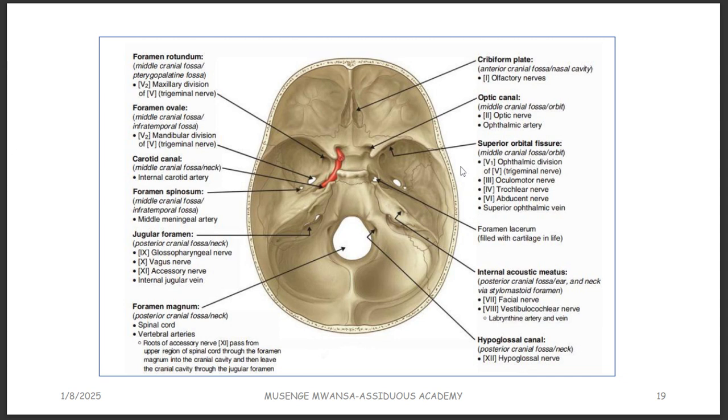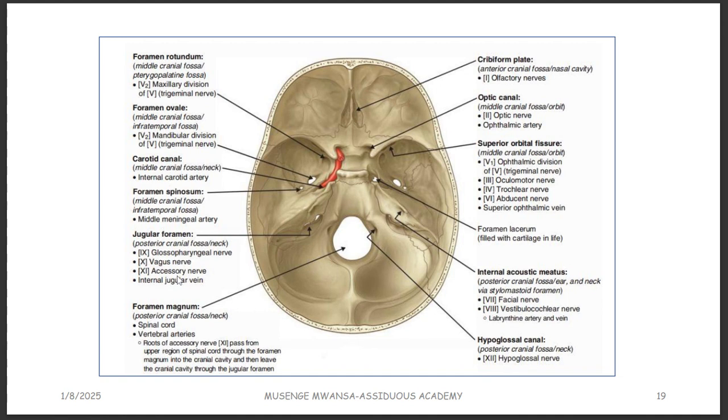Remember how we started? Cranial nerve number 1 passed where? In the cribriform plate. Cranial nerve number 2 is in the optic canal. Cranial nerve number 3, number 4, number 5, and number 6, those passed where? In the superior orbital fissure. Again, cranial nerve number 5, other branches, are in the foramen ovale and foramen rotundum. And then cranial nerve number 7 and number 8 in the internal acoustic meatus. Cranial nerve number 9 and number 10 are in the jugular foramen. You can see where the jugular foramen is, okay, on the sides here.